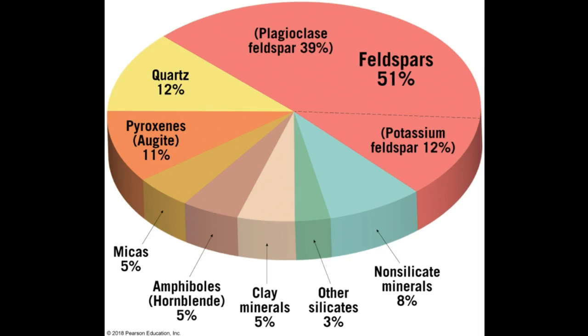And finally, 8% of the crust minerals are of different groups, not having the silicon tetrahedron or silicon-oxygen tetrahedron arrangement. So in the next slide, we will touch shortly on each of these non-silicate groups.